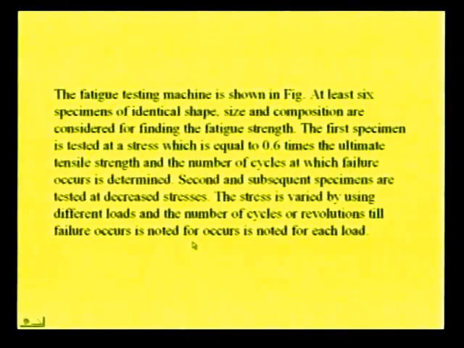At least 6 specimens of identical shape, size and composition are considered for finding the fatigue strength. The first specimen is tested at a stress equal to 0.6 times the ultimate tensile strength, and the number of cycles at which failure occurs is determined. The second and subsequent specimens are tested at decreased stresses. The stress is varied by using different loads, and the number of cycles or revolutions till failure occurs is noted for each load.